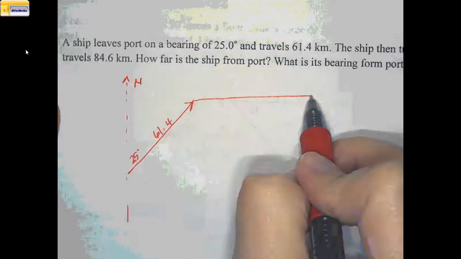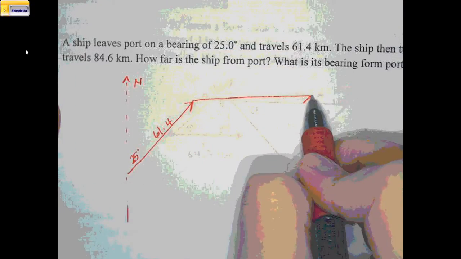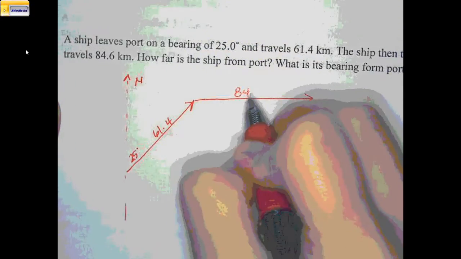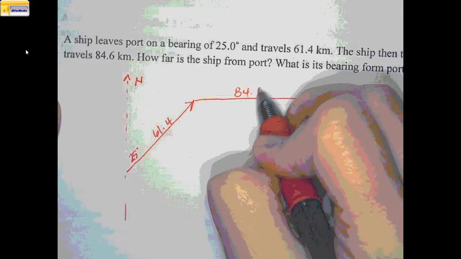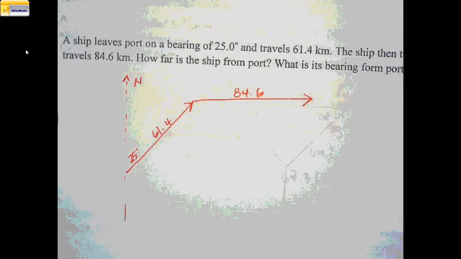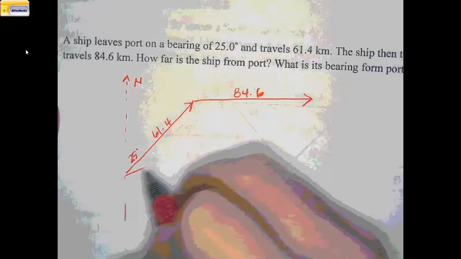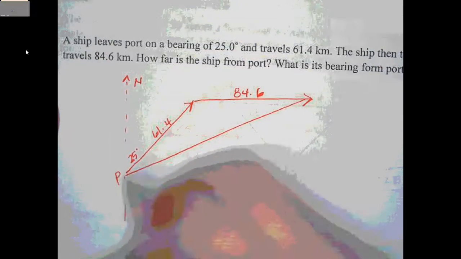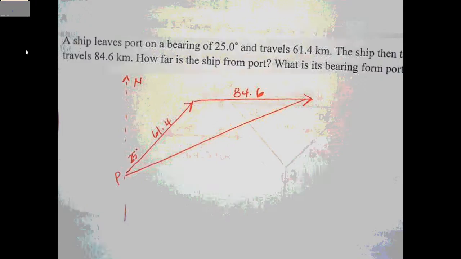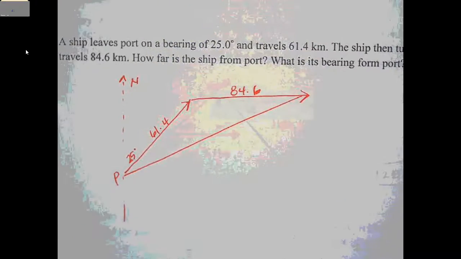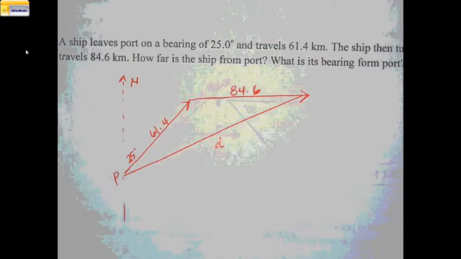This isn't to scale, and that's okay. Then the ship turns due east and travels 84.6 kilometers. Oops, this is really messy. How far is the ship from the port? Here's our port down here. And what's its bearing? So we need to find this distance is what we're looking for.